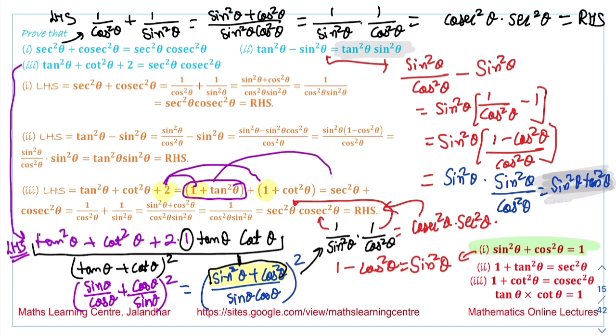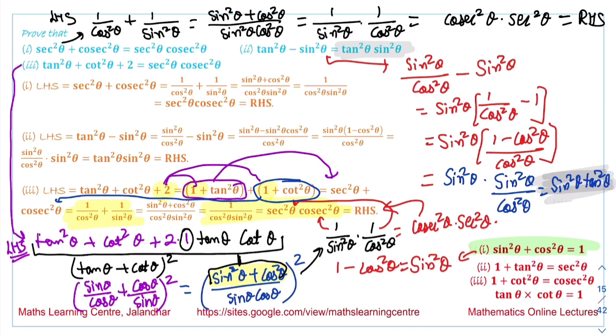This is secant square theta. 1 plus cot square theta is cosecant square theta. So on solving these values, we will get 1 over cos square theta plus sin square theta, and on solving this we will get the answer as secant square theta into cosecant square theta. So it is up to you how you want to prove this identity. You can use any one of these two methods.